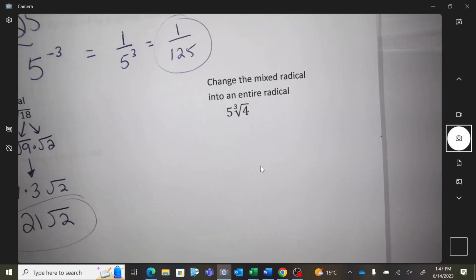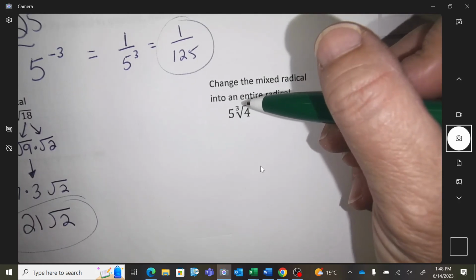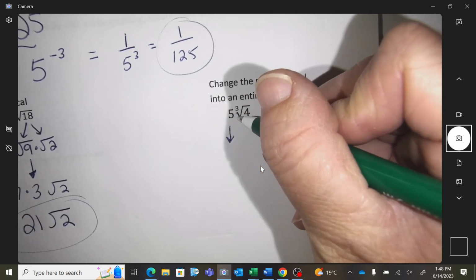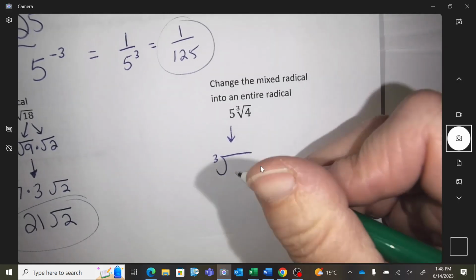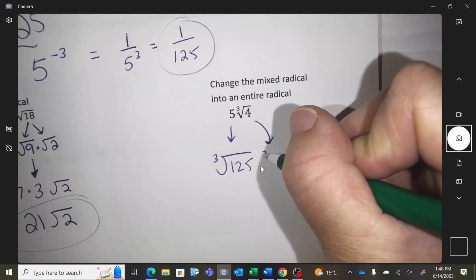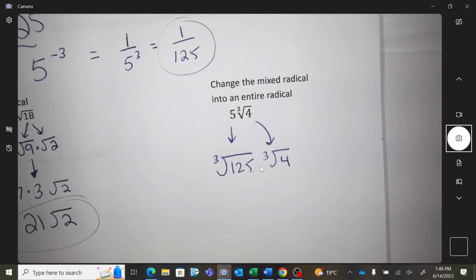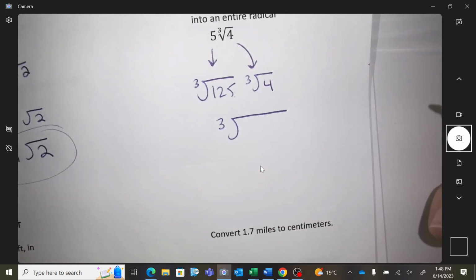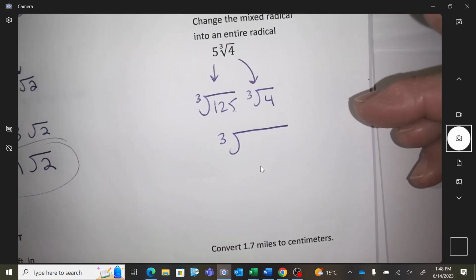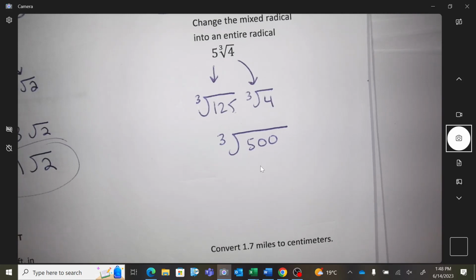So this is a mix, and we want to go under one radical. So let's pay attention. This is the cube root. We're not doing square roots. This is a cubed root. So how did I get myself a 5? The cubed root of what before that? 125. So the 5 was because I would have done a cubed root of 125. So I can now put these together. So this would be the cubed root of, what is that times? The cube root of 500. So you need to be able to go both ways. And yes, I put one of each on your exam.